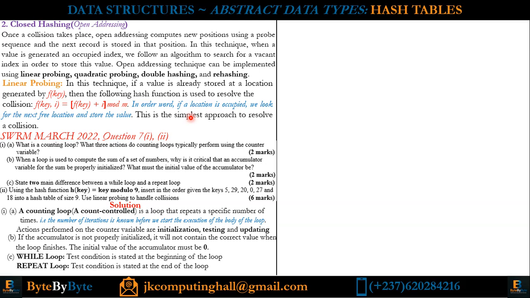The C part, the difference between a while loop and a repeat loop. In the while loop, the test condition is tested at the beginning of the loop. In the repeat loop, the test condition is tested at the end of the loop.